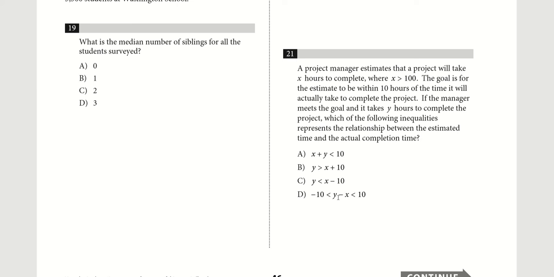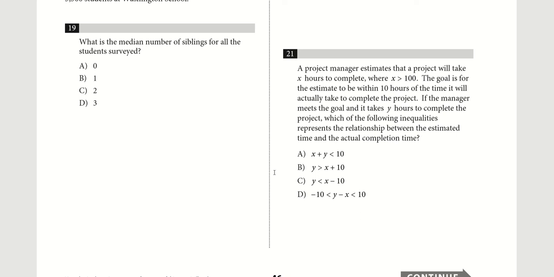So basically, if you estimate too low, then you'll get a sort of positive number. If you estimate too high, you'll get a negative number. But the point is that the difference between the two is between negative 10 and 10. So this is our range of where we can be.